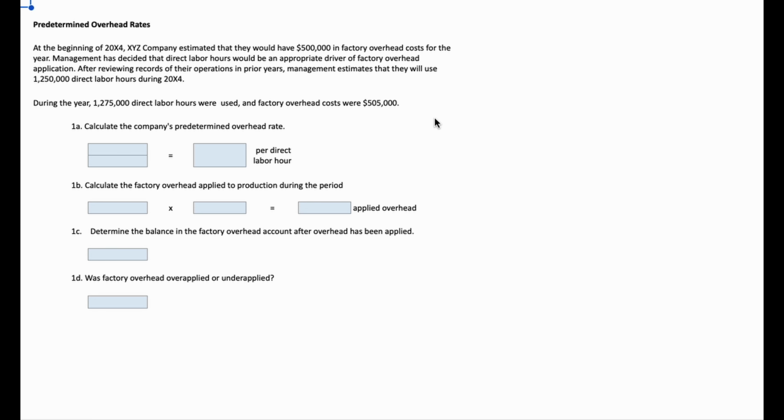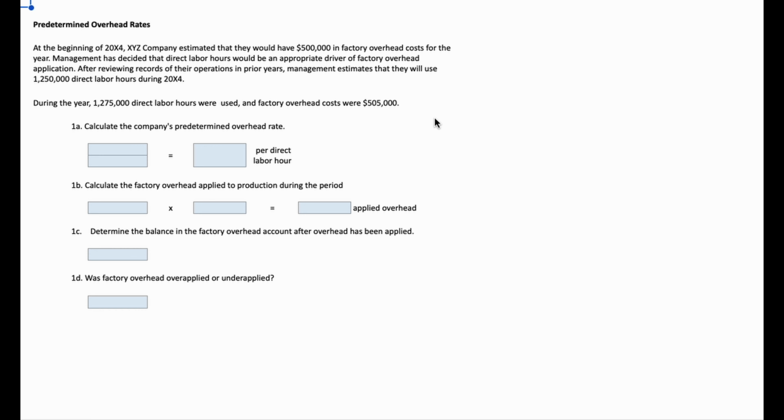The predetermined overhead rate is an estimate. We're going to use that to help figure out what we are projecting our indirect costs to be for our manufacturing processes. This could be things like our factory rent, supervisor salaries, or insurance. So let's go ahead and take a look at a problem and see how we solve it.